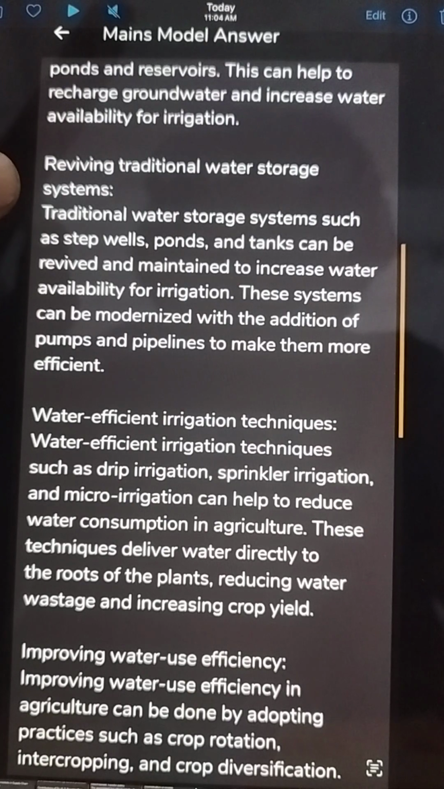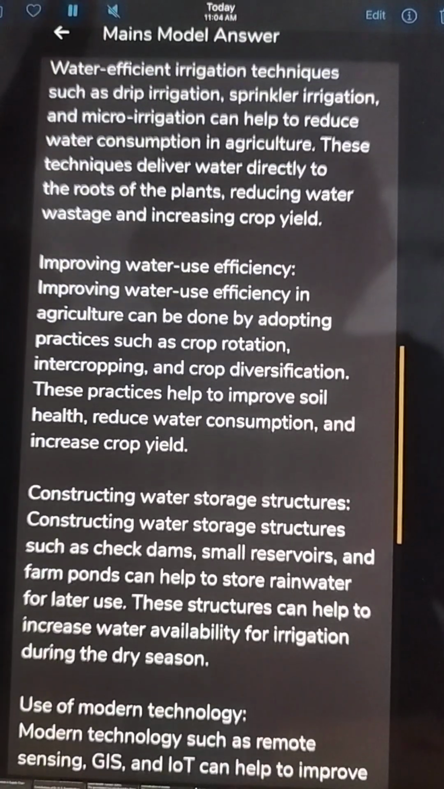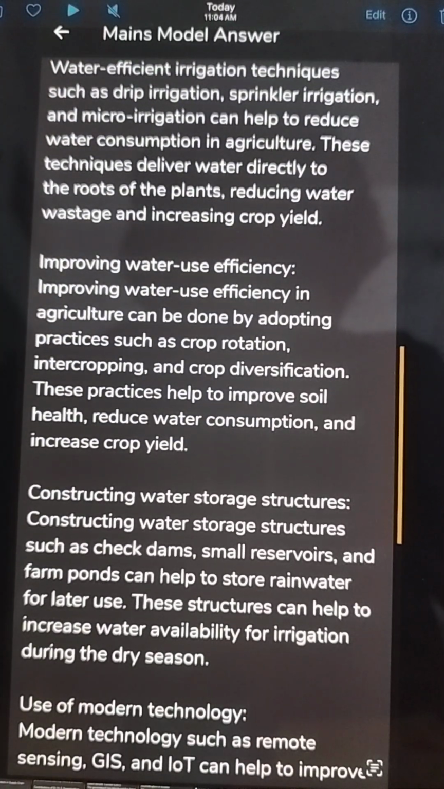Then comes improving water use efficiency. Improving water use efficiency in agriculture can be done by adopting practices such as crop rotation, intercropping, and crop diversification. These practices help to improve soil health, reduce water consumption, and increase crop yields.